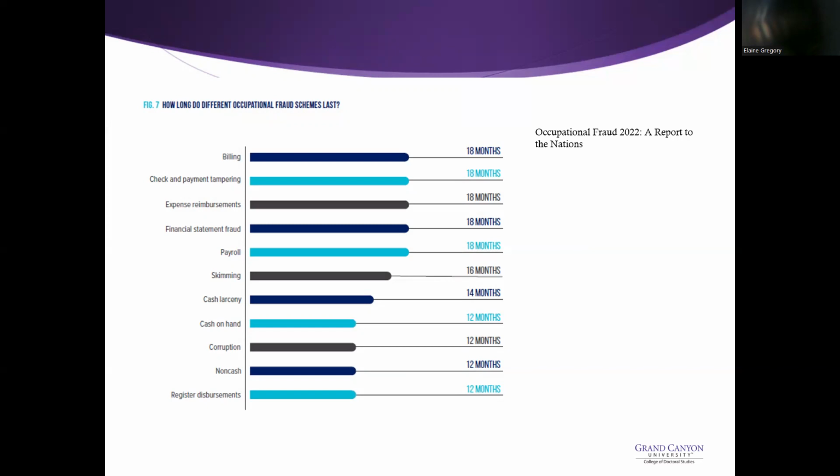We also have a longevity of life in check and payment tampering schemes. Again, a lot of this is due to very poor internal controls, where we're not doing our due diligence in the accounting office of double checking for these types of things going on.